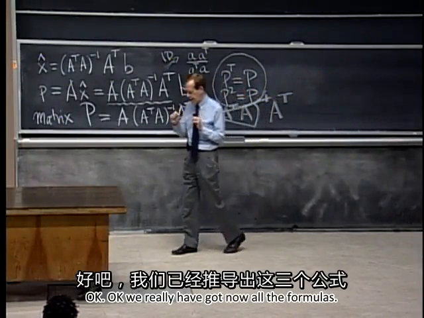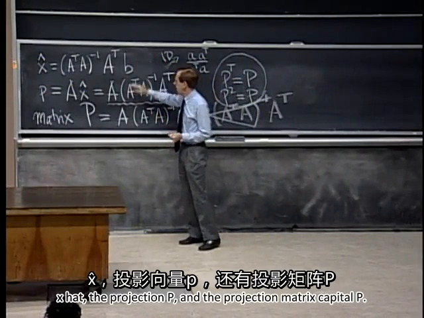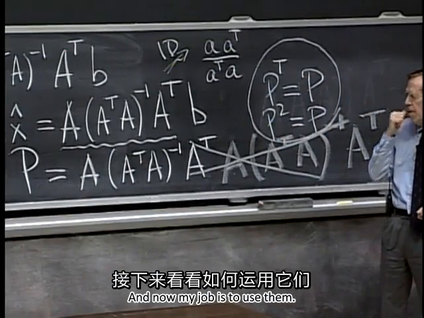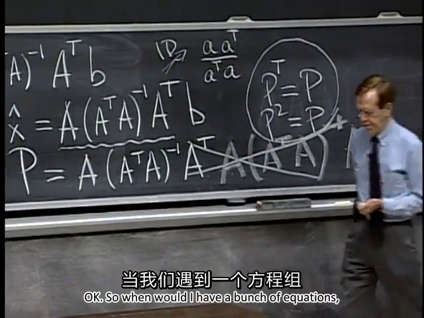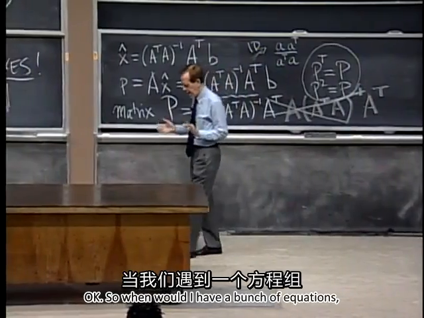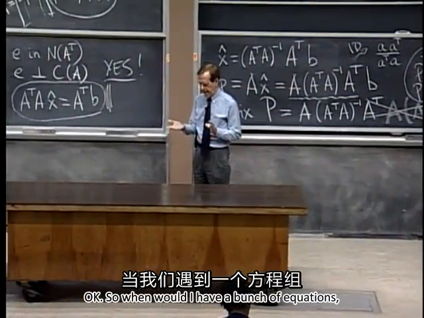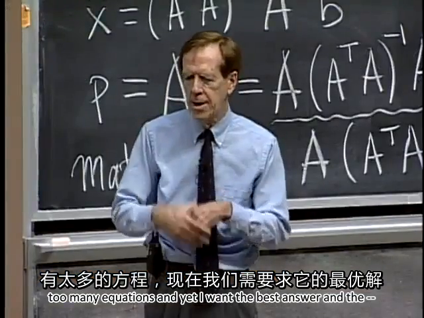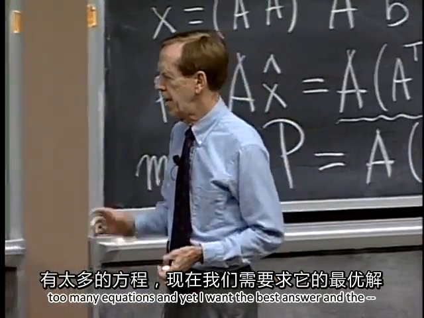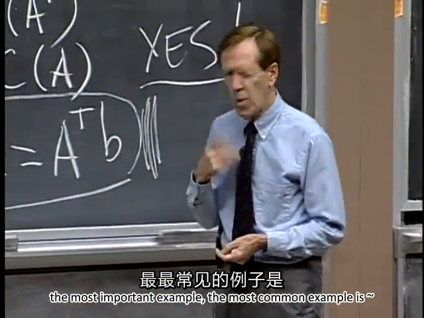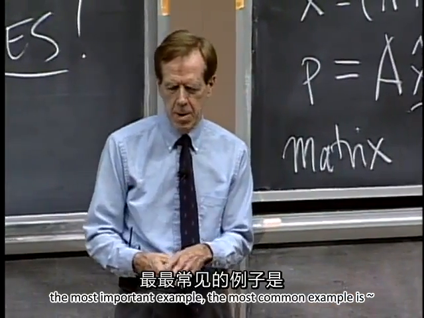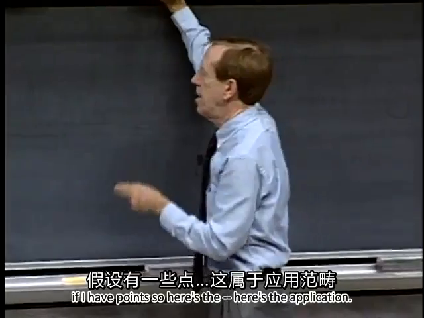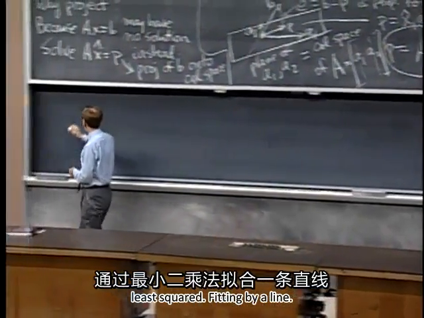We really have got now all the formulas: x hat, the projection p, and the projection matrix capital P. And now my job is to use them. So when would I have a bunch of equations, too many equations, and yet I want the best answer? The most common example is if I have points. So here's the application: least squares.